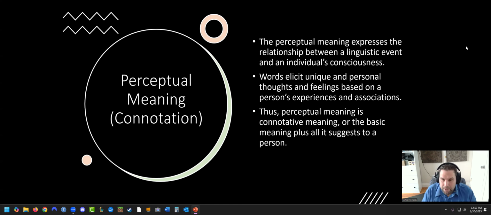So next we have the perceptual meaning of a word, or the connotation that the word takes on. Okay, so the perceptual meaning expresses the relationship between a linguistic event and an individual's own consciousness, right? So words are capable of eliciting very unique and personal thoughts, as well as feelings based on a person's experiences and associations, right? Therefore, a perceptual meaning is more of a connotative meaning: the basic meaning, as well as everything that it might suggest to a person.